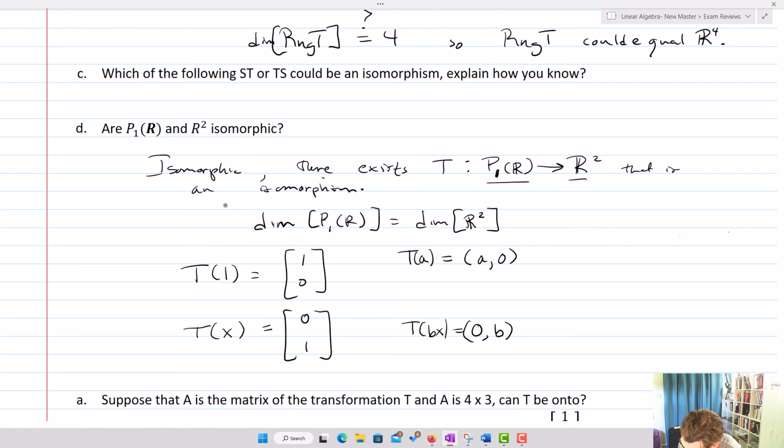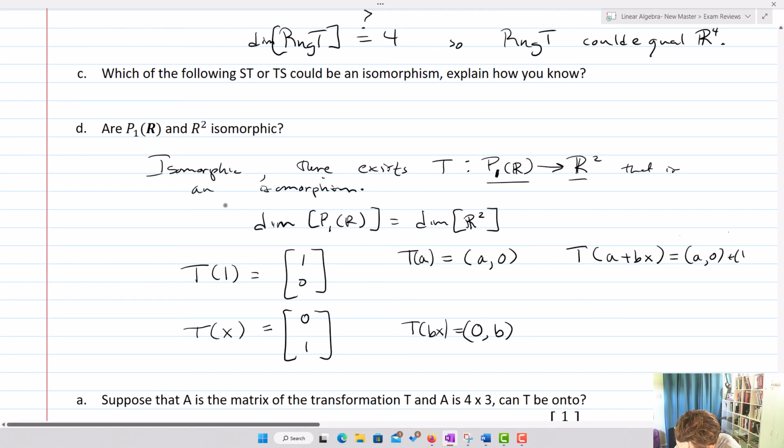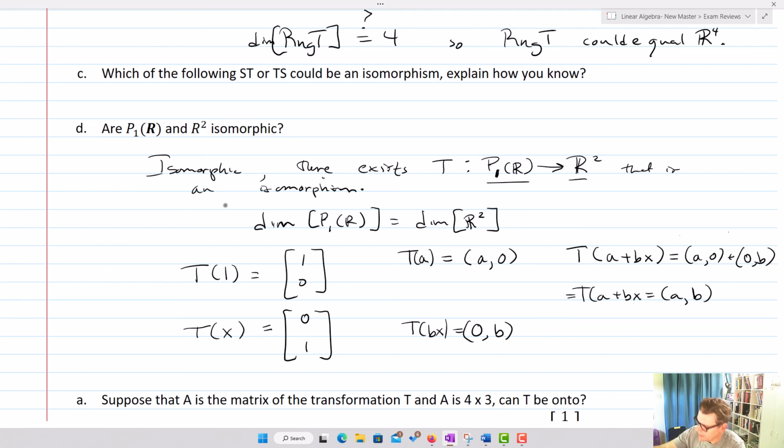Okay, so if we write that as a whole, that's going to be T of A plus BX should equal A0 plus B0 by transformation. So that means that T of A plus BX equals A, that's 0B, excuse me, 0B equals AB. And there you are.